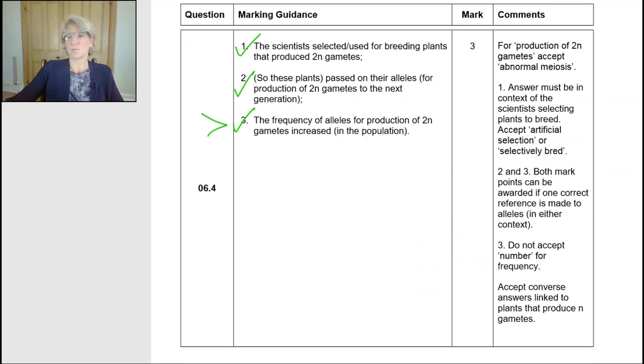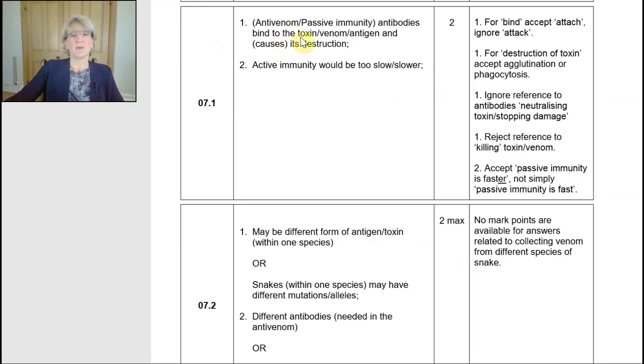So, mark scheme. Here it binds to the toxin and causes its destruction. I know I wouldn't have written that. I've read elsewhere that it stops it binding. However, I understand why this is a mark point, because you learn at A level that this is how antibodies destroy pathogens. They bind to the antigen on the pathogen and bring about the destruction of the pathogen. So I got that mark point, but I didn't get that other mark point.